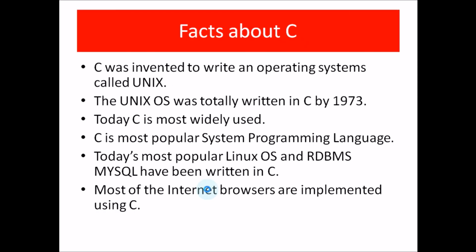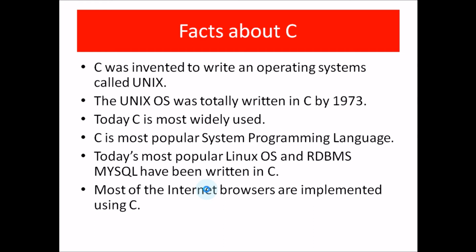So what are the hidden facts about C? C was actually invented to write an operating system called Unix. So what is the Unix operating system? Unix does not execute .exe type files. We all know that viruses are made with the .exe extension. But in Unix, there is no concept of viruses just because of .exe files. Next, the Unix OS was totally written in C by 1973.